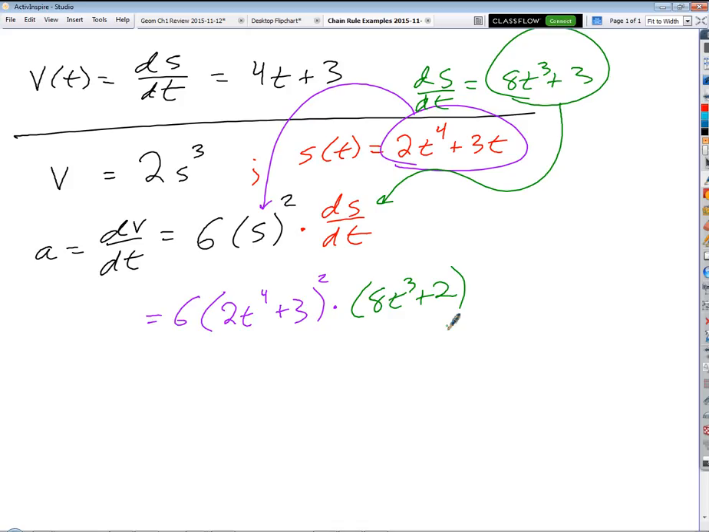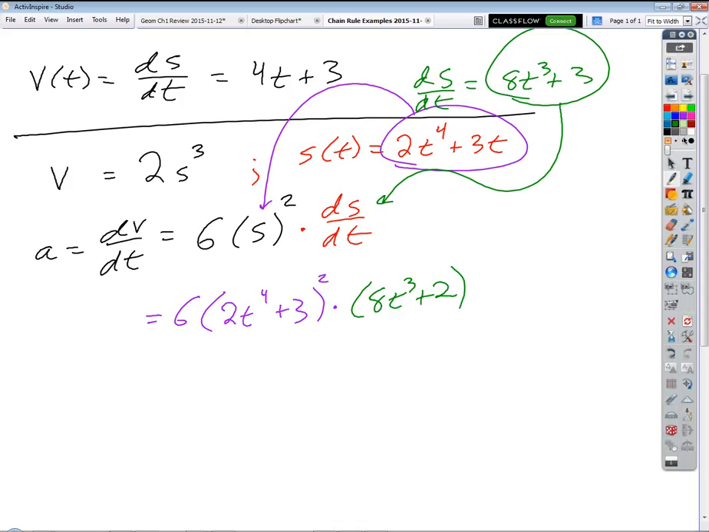Yes, sir? You've got a t with a 3. Say it again. You've got to add the t with the 3. Oh, I did. Right here, there should have been a t. Yep. Thank you. There should have been a t there, shouldn't there?